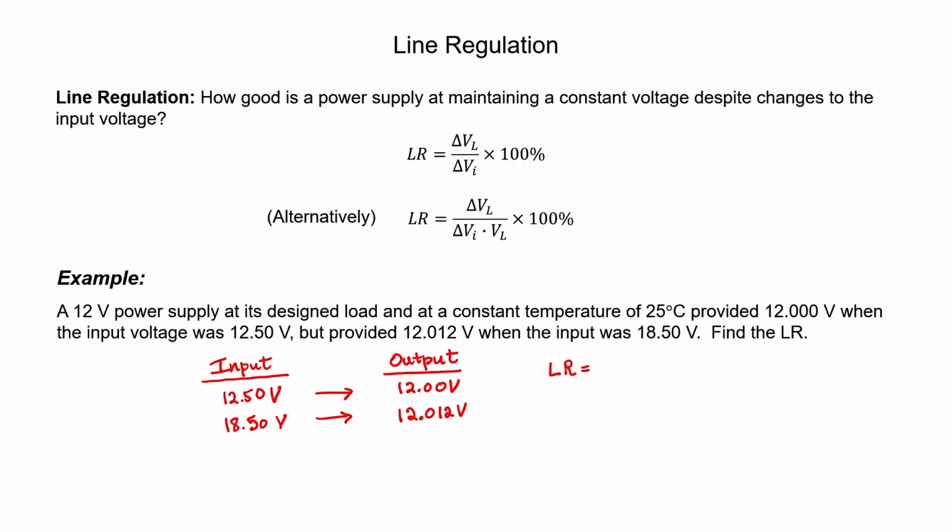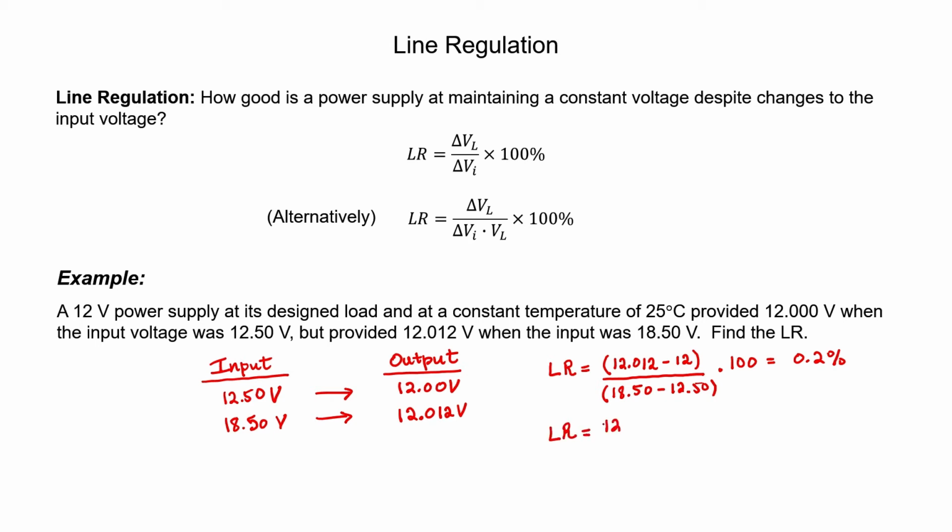Using the equation at the top, let's calculate the line regulation as a simple percentage. There's the change in the load voltage, and there's the change in the line voltage. Multiplying that ratio times 100, we find that the line regulation is 0.2%. That's a fairly typical value that you would find on a well-designed voltage regulator.